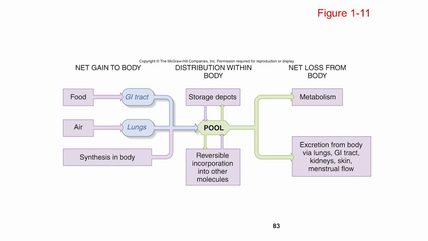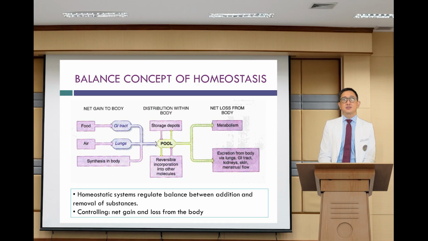From the net gain, you have food coming from the GI tract, air from the lungs, and synthesis in the body, or those being metabolized. For net loss, you have metabolism and also excretion from the lungs, GI tract, kidney, skin, as well as your menstrual flow. So the homeostatic systems regulate the balance between addition and removal of substances. These are your net gain and net loss from the body.